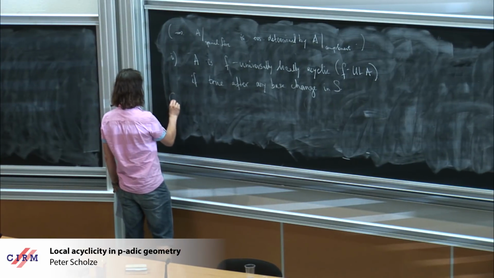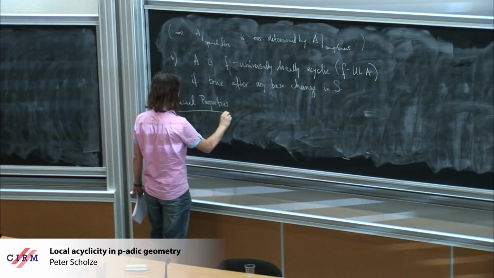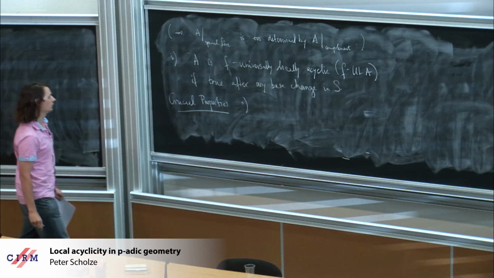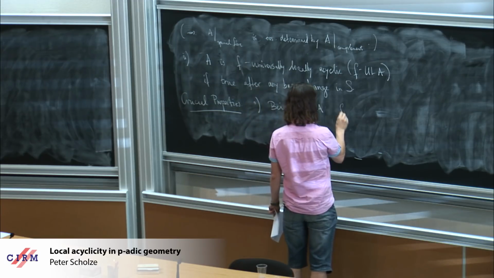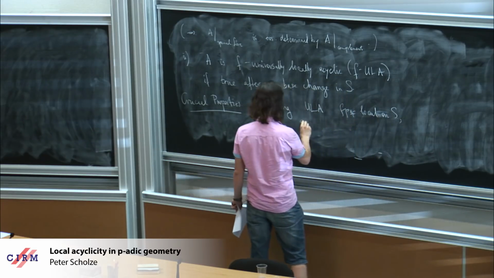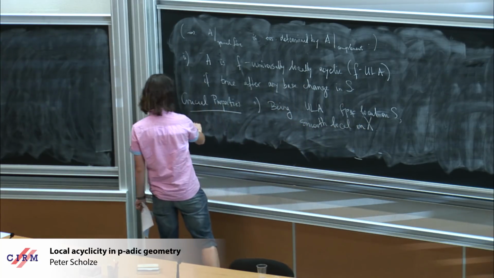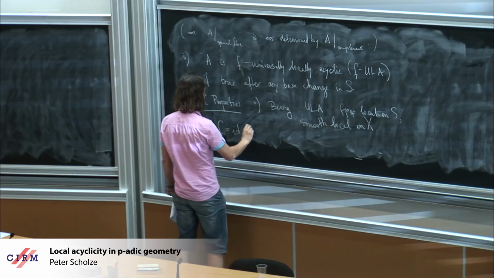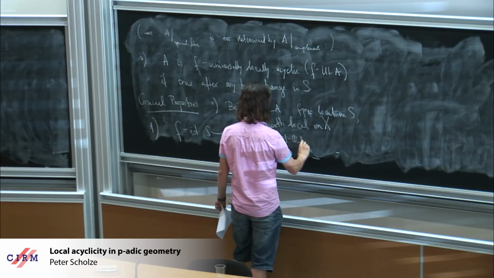Okay. So let me give some crucial properties of this notion, and then let me say why we care about this notion. So being ULA is fpqc local on S and smooth local on X. If f is the identity from S to S, then A is ULA if and only if A is lisse.